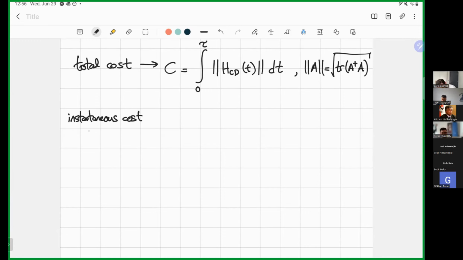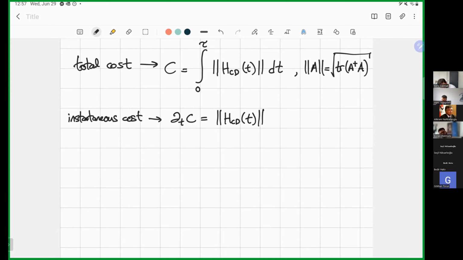Instantaneous cost. So let's say, just the instantaneous cost. So maybe del T of cost basically scales with the norm of the counterdiabatic term. Okay, so actually you can easily calculate this.